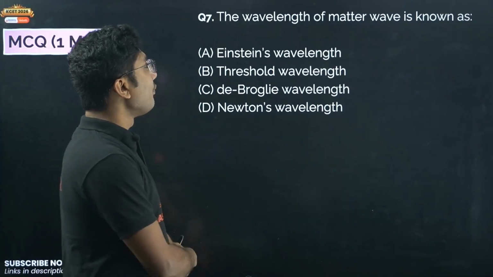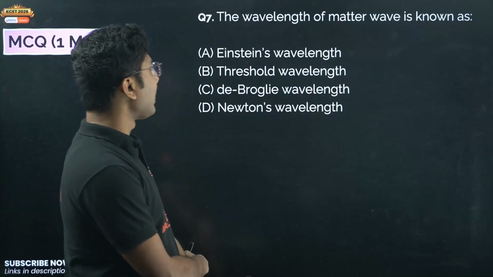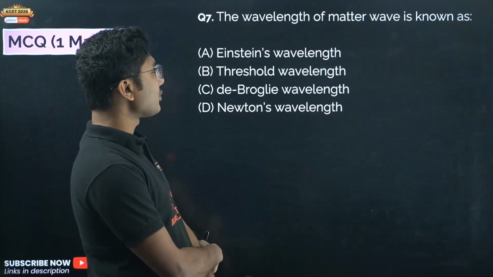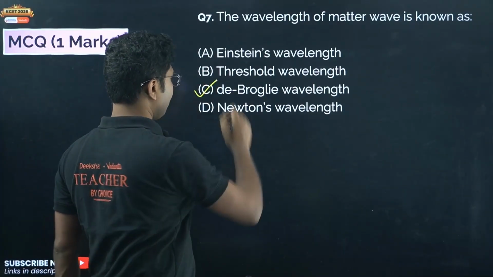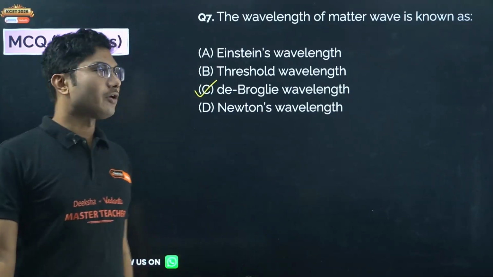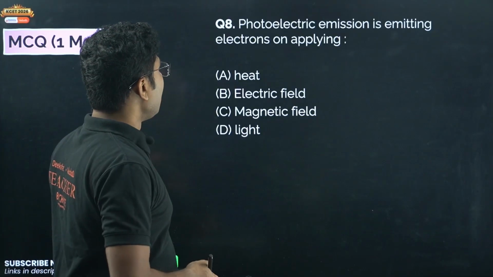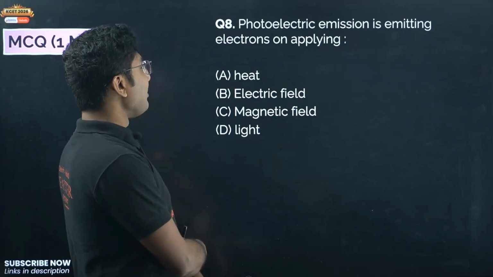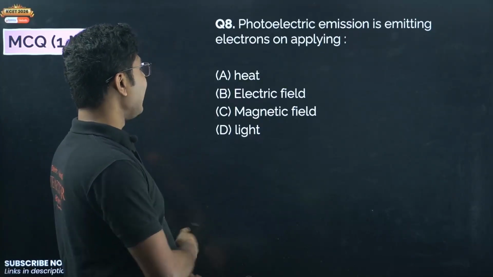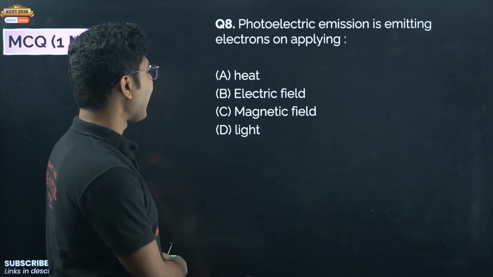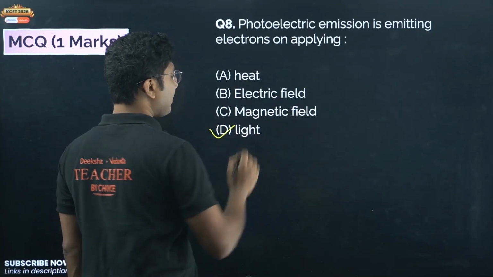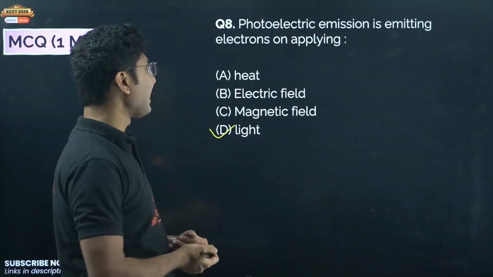Next question. The wavelength of matter wave is known as Einstein's wavelength, threshold wavelength, or de Broglie wavelength. We all know that the wavelength of matter wave is called de Broglie wavelength. Photoelectric emission is emitting electrons by applying heat, electric field, magnetic field, or light. So photoelectric emission happens due to light.